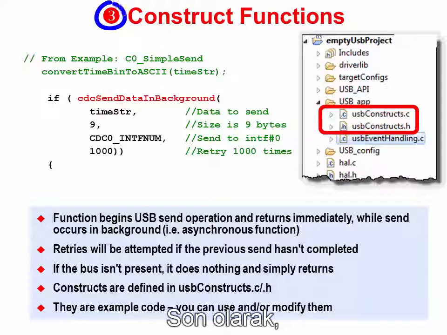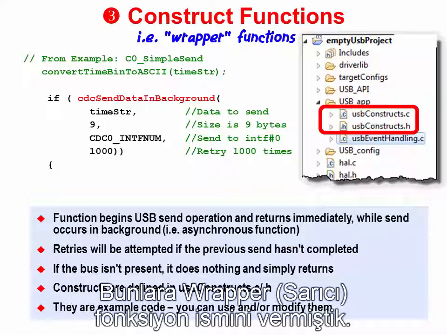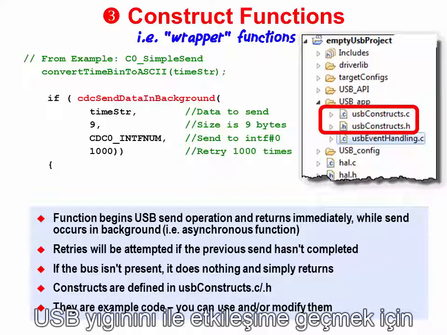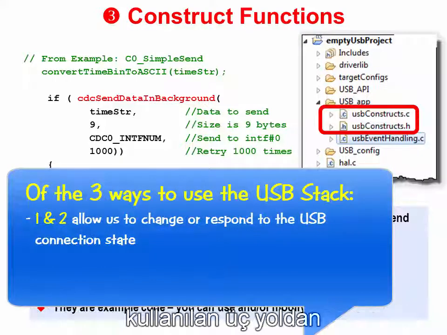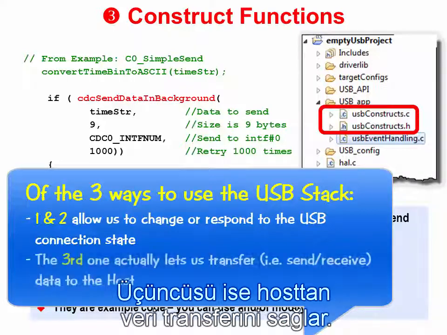Last, but not least, we wanted to remind you of the construct functions that we spoke of earlier. Remember, we called them wrapper functions, for they often extended the data transfer calls found in the actual stack API. Of the 3 ways we've talked about interacting with the USB stack, the first 2 help us manage our code based on the USB's connection state. This third one, though, actually lets us transfer data to and from the host.